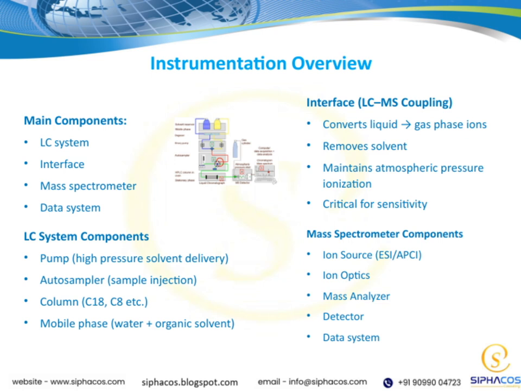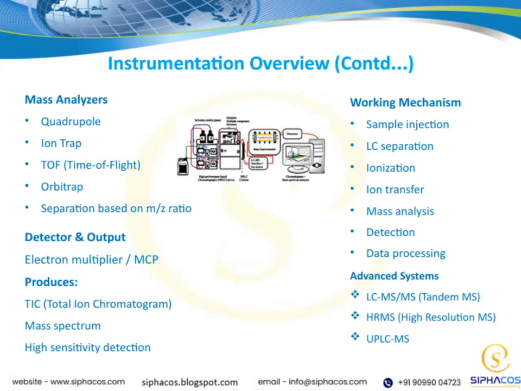The column, which can be C18, C8, or other types, is where the separation occurs based on chemical properties. And the mobile phase, typically a mixture of water and organic solvents, helps carry the sample through the column. This overview ties everything together, emphasizing how each part plays a vital role in achieving accurate, sensitive, and reliable analytical results in LC-MS.